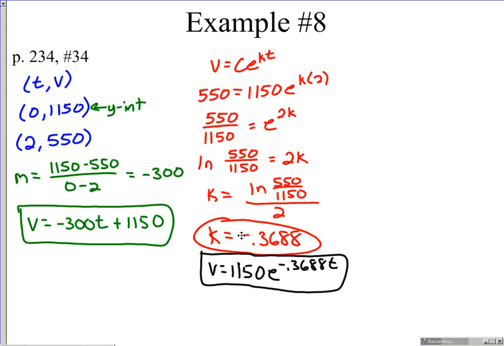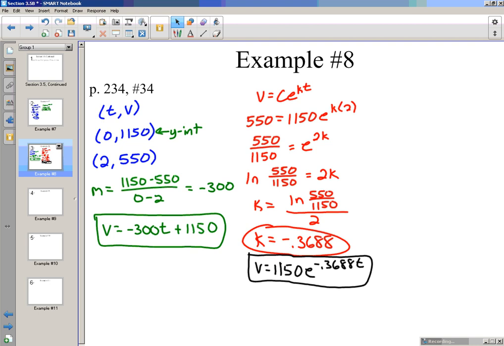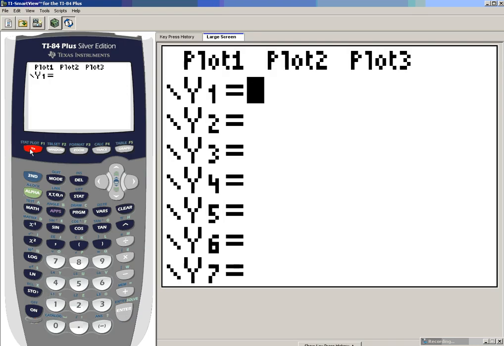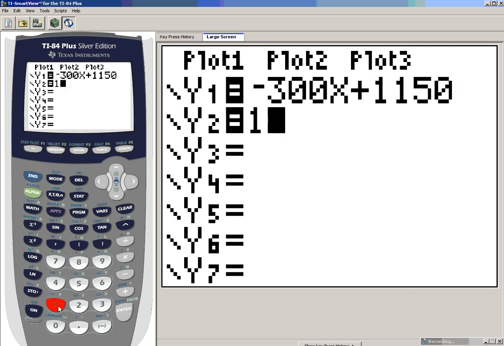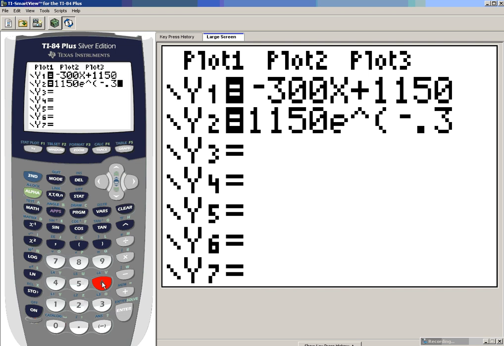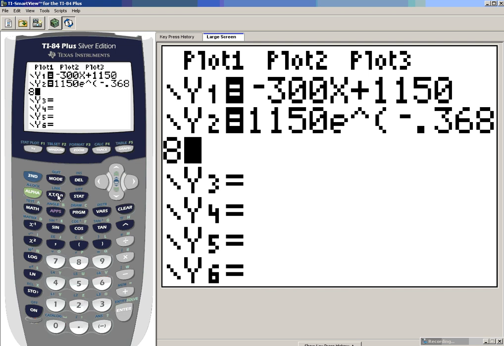C, use a graphing utility to graph the 2 models in the same viewing window. So let's take a look at these 2 equations in our calculator. Y equals, let's do the linear model first, negative 300x plus 1150. Second exponential model is 1150 times e to the negative 0.3688 x power.